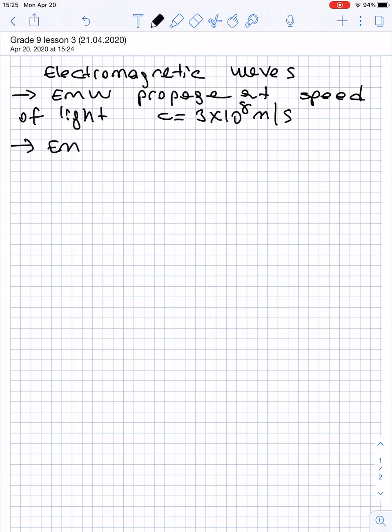Second property of electromagnetic waves. Always electromagnetic waves don't require medium.